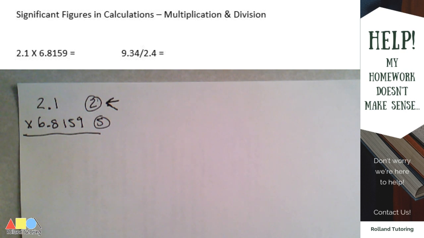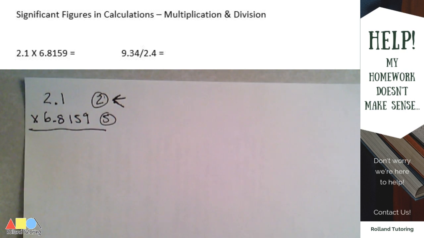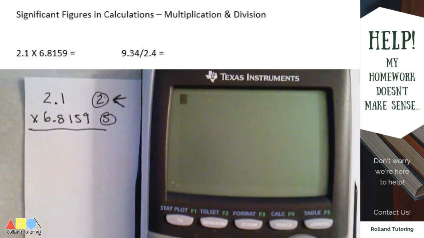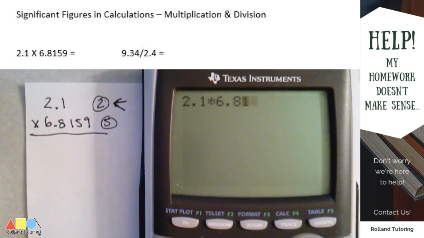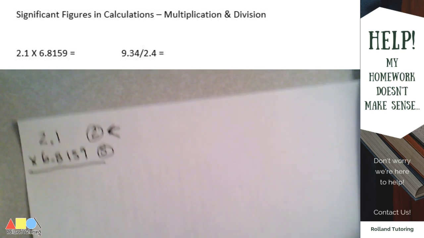Once we have that, we're going to go ahead and complete the multiplication. You can do this one by hand if you like. I am going to go ahead and use my calculator here of 2.1 times 6.8159, which will give me 14.31339.